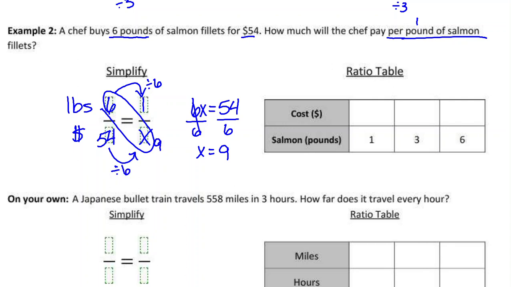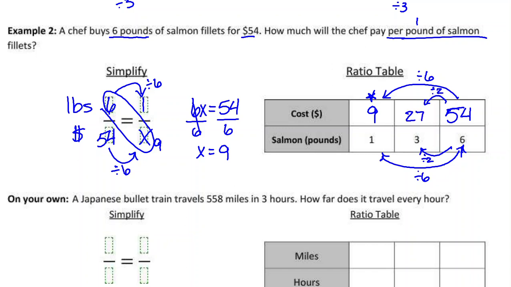Or remember, you could use that ratio table. If a chef buys 6 pounds of salmon for $54, so 54 is going to go here in the money, and with the 6. How much is he going to pay for 1? So I need to get to here. Well, how could I get to 6 from 1 to 1? Divide by 6. Divide by 6. And I have 9. I could also take 6 and divide it by 2 to get that middle number. 54 divided by 2 will give me 27. So my final answer for this one would be $9 per pound.